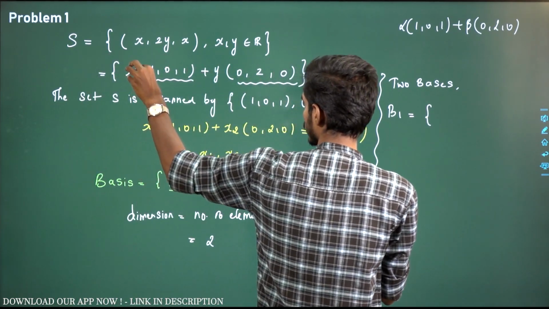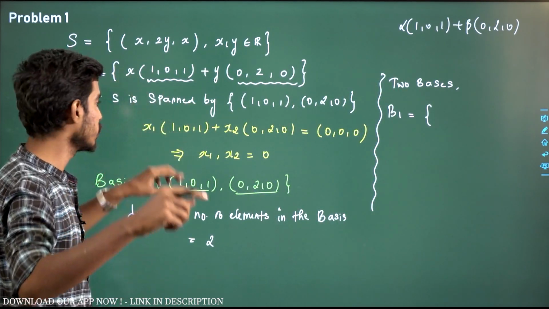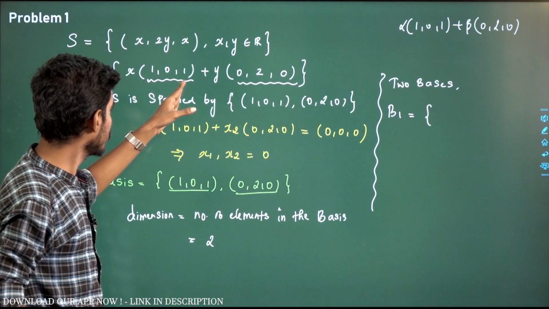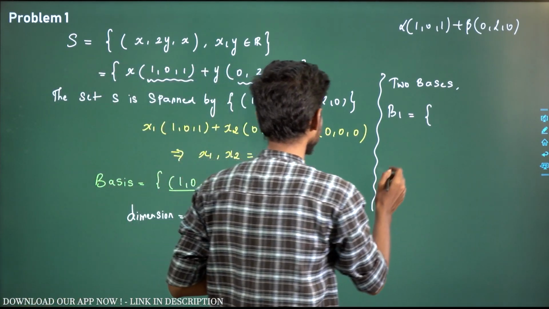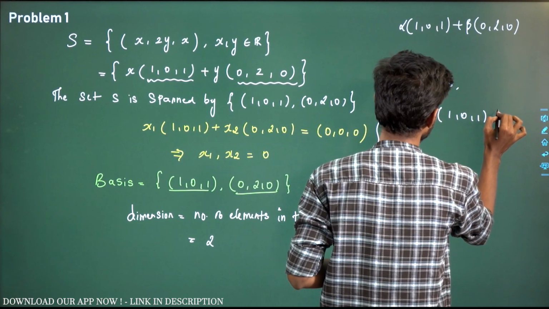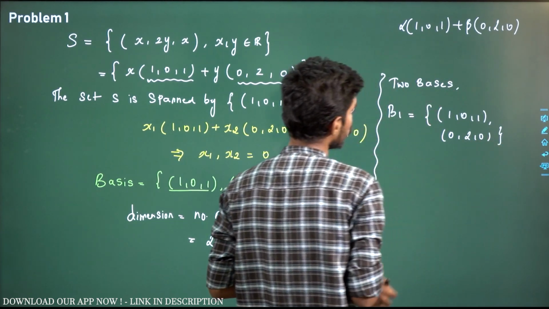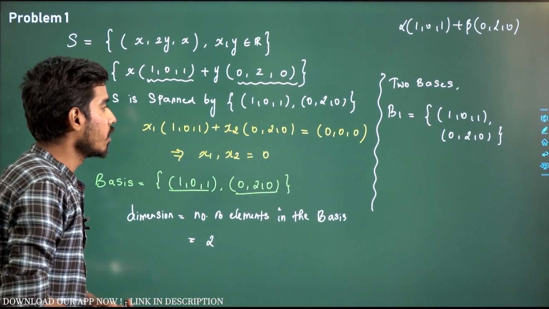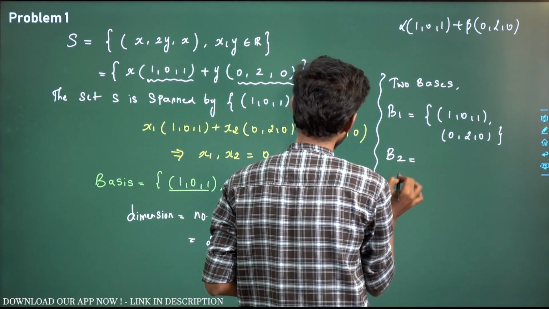If I put x and y equal to 1, then you will have (1,0,1) and (0,2,0). This is one basis, right? (1,0,1) and (0,2,0). And also any such linear combination will also be a basis.